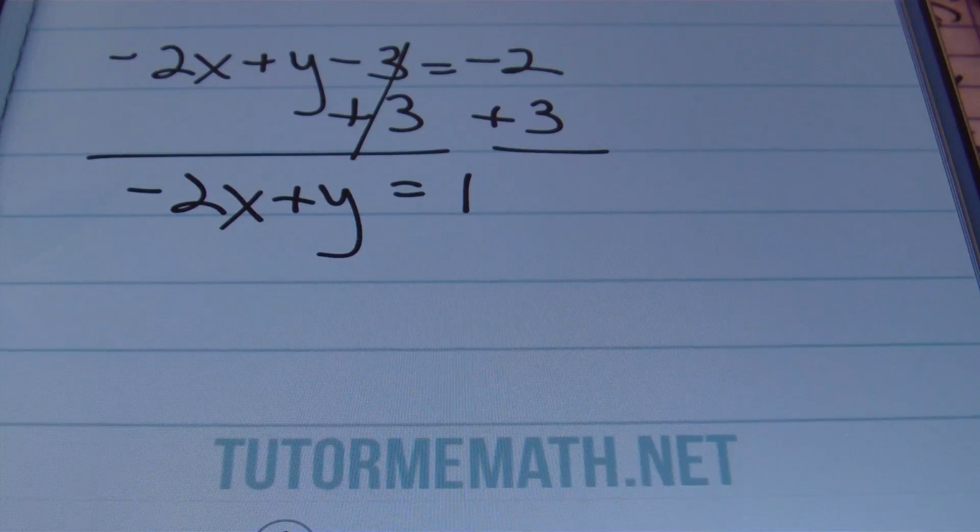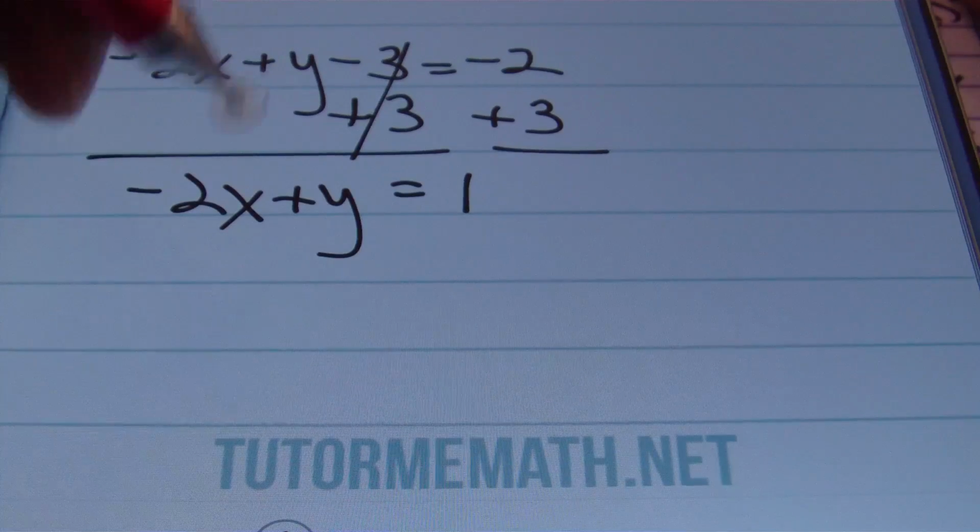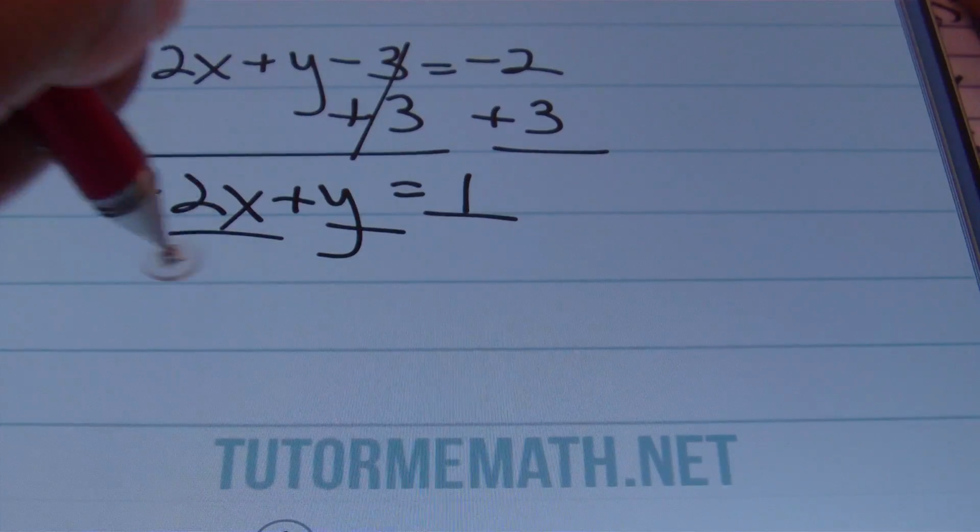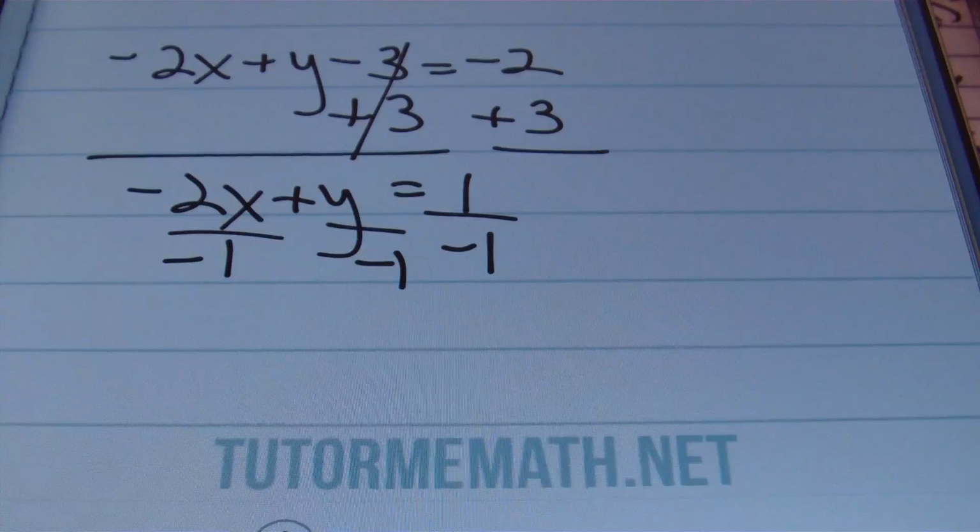I'm going to do it by multiplying or dividing everything by negative 1. But it's my personal preference to divide everything by negative 1. That's what I prefer to do, and that's what I'm going to do.